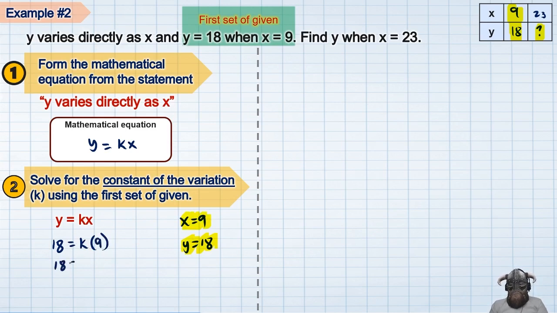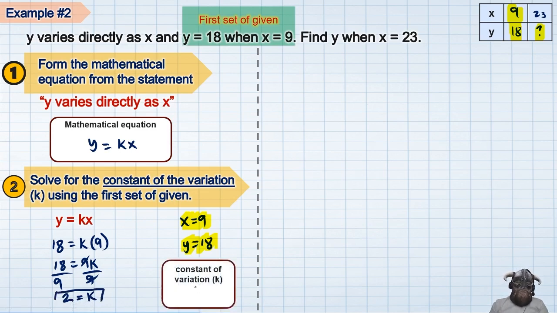Then after that, simplify ko lang. K times 9 is 9k. In this case, we can divide both sides by 9 to get the value of k. So here we have k is equal to 18 divided by 9. The answer is 2. So ito ngayon yung value ni k natin.